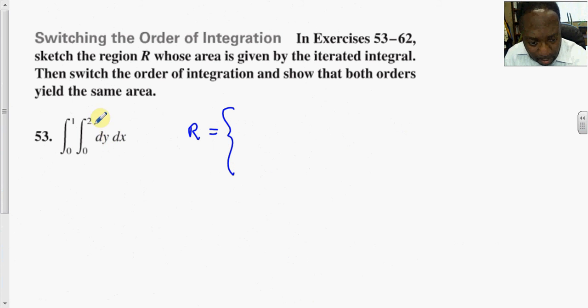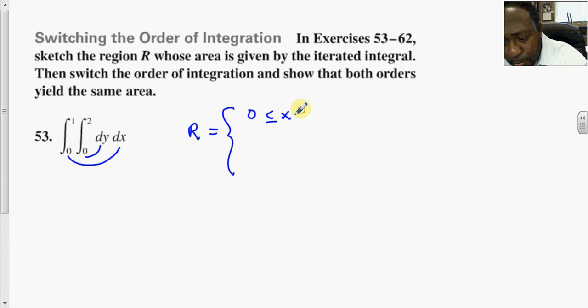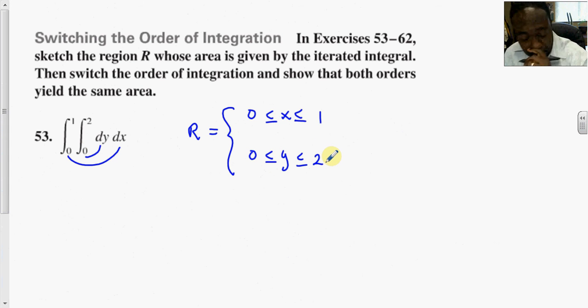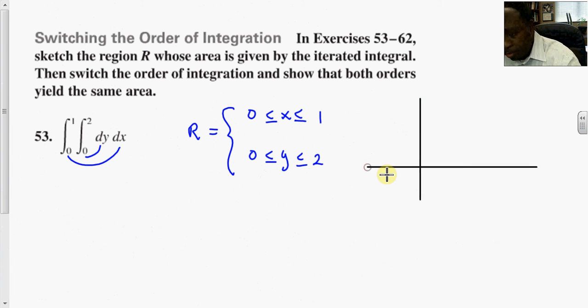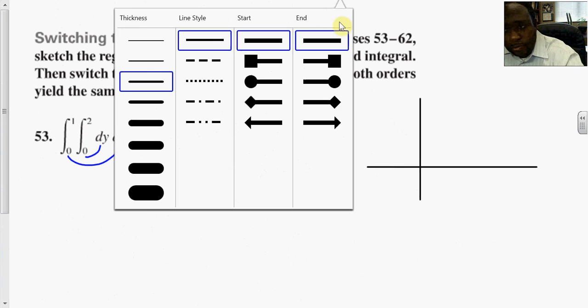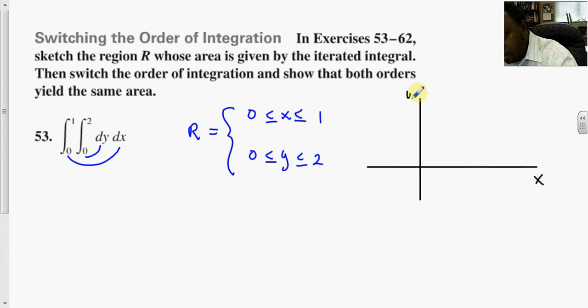Here, y is bounded from 0 to 2, x is bounded from 0 to 1. You get that? This inside integral goes with this differential dy, and then the outside integral goes with this outside differential. So x is bounded from 0 to 1, and then y is bounded from 0 to 2. All right. So what is that? Well, we graph just based on what we have here. So x goes from 0 to 1, and then y goes from 0 to 2.